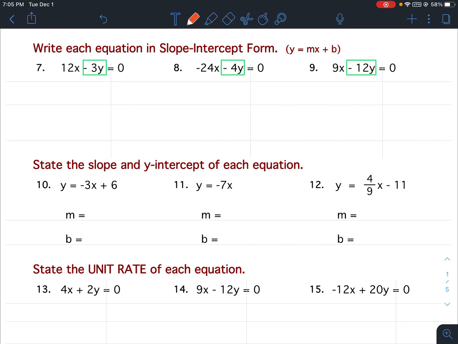Proportional Relationships Worksheet, questions 7 through 9. Write each equation in slope-intercept form. Y equals mx plus b. Remember, slope-intercept form is y equals mx plus b. So in other words, we want to solve for y. We want to isolate the y.